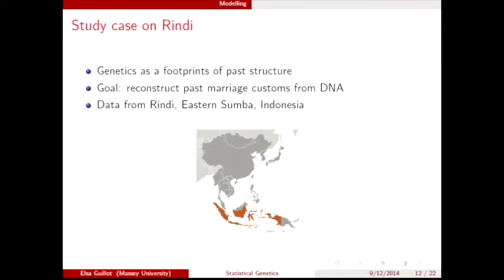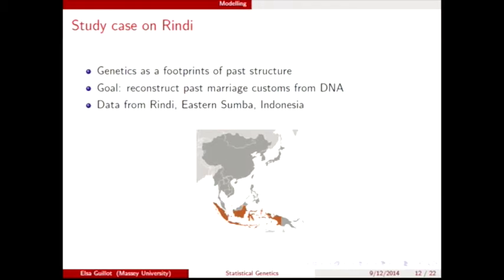So then I study Rindi. Rindi is a population in Indonesia, here on Sumba, which is in the middle. And it's famous for having an APA mating in its history. We have the genetics, and we're going to use the genetics as a footprint of the past structure. And we want to see, can we reconstruct the past marriage system from the DNA? We saw there's an effect that seems significant. And we have genetic data for all kinds of chromosomes.